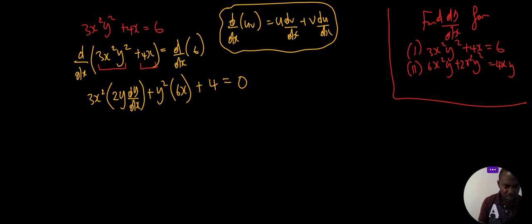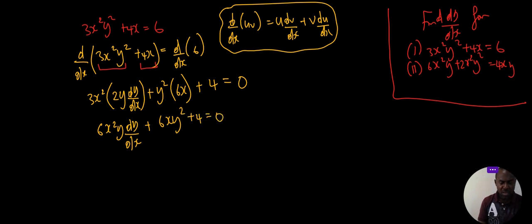So we get 3x squared times 2y, that gives us 6x squared y dy by dx plus 6xy squared plus 4 is equal to 0. And because we need to find dy by dx, we need to bring these terms over to the other side and make dy by dx the subject.